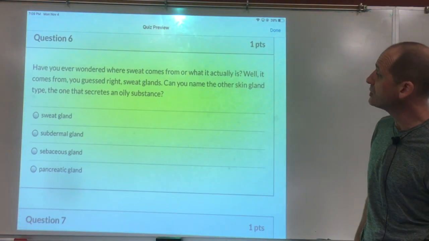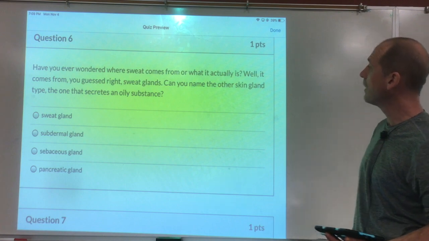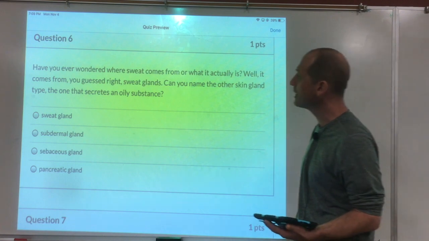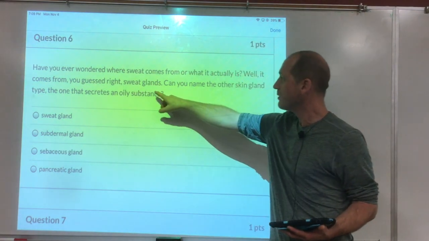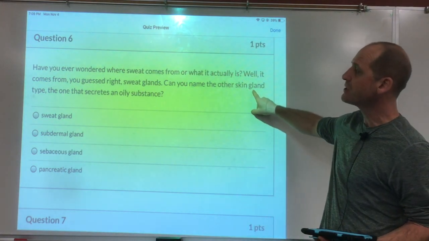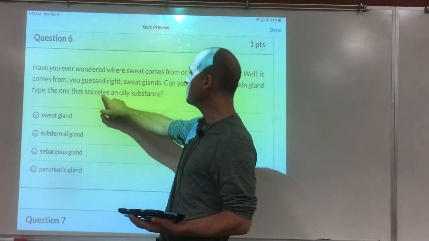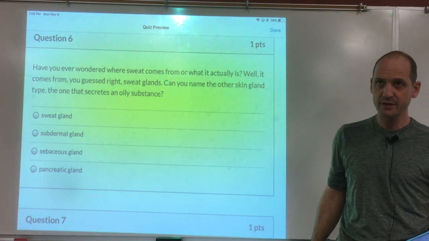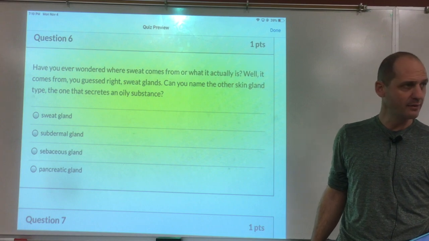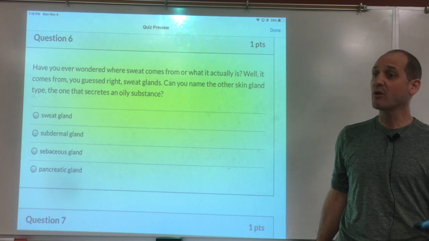Have you ever wondered where sweat comes from, or what it actually is? Well, it comes from the sweat glands in you. Can you name other skin glands that we have that secrete more of an oily substance? Sebaceous gland. So that's your natural lotion.